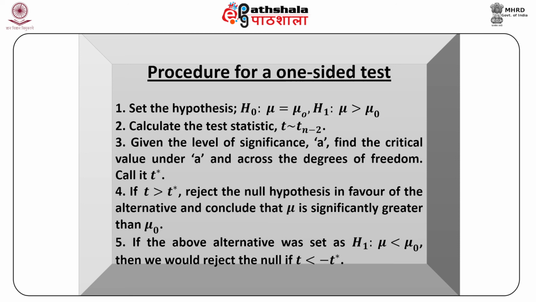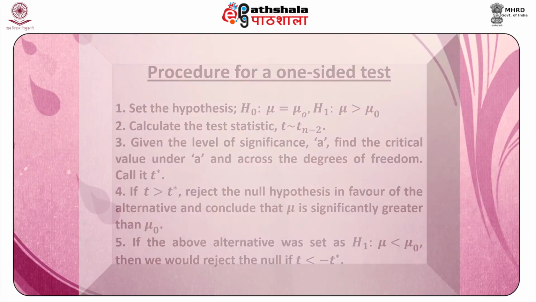If T calculated is greater than T star, T tabulated, reject the null hypothesis in favor of the alternative and conclude that mu is significantly greater than mu 0. And the last step is also the same: if the alternative was set as H1 where mu is less than mu 0, then we would reject the null hypothesis if T is less than minus T star.